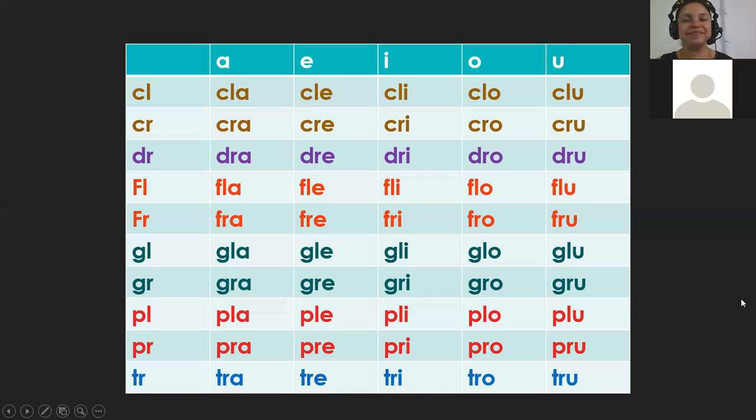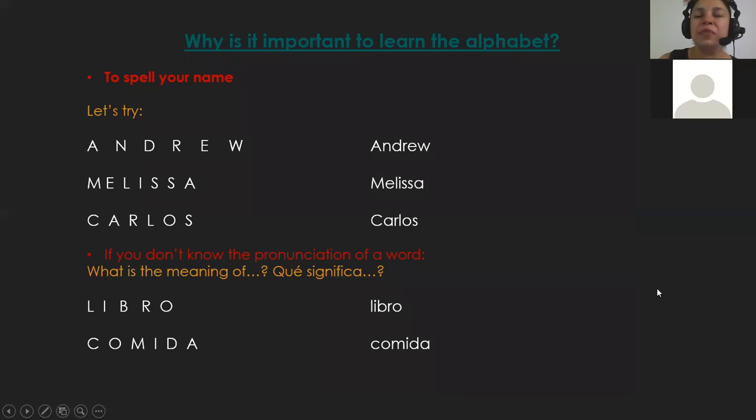So why is it important to learn the alphabet? Because the alphabet helps you to spell your name, and also it helps you when you want to ask a person for the pronunciation of certain word in Spanish. Are you ready to practice some spelling?